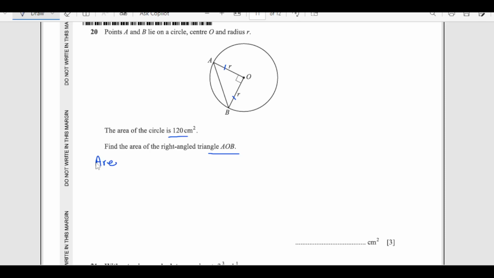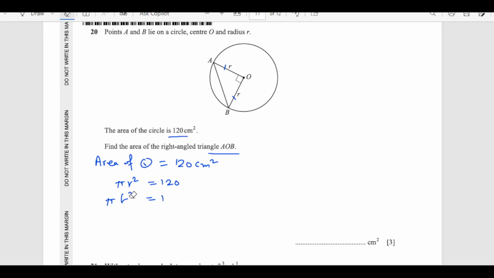We have the area of the circle, which is 120 centimeters squared. Now the formula is pi r squared equals 120. We don't have r actually, so we are going to find r. Once we find the value of r, we will be able to find the area of the triangle also.